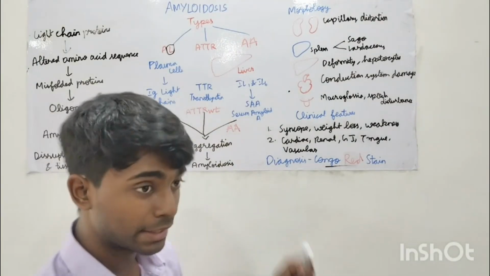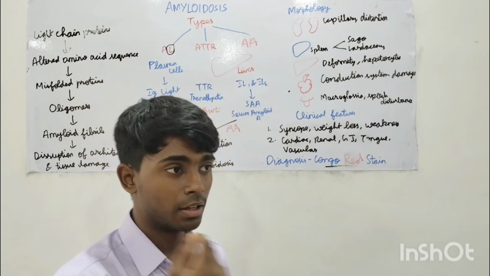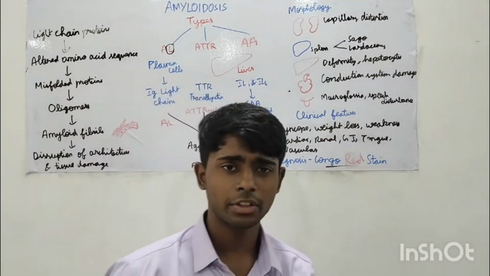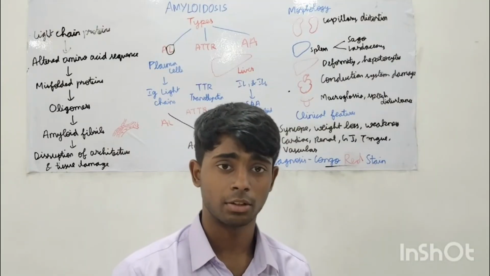And then we can do scintigraphy with radiolabeled serum amyloid P, which will be helpful for the diagnosis of amyloidosis. So after this, just take a read in your book, and I think it will be easier than you expected.